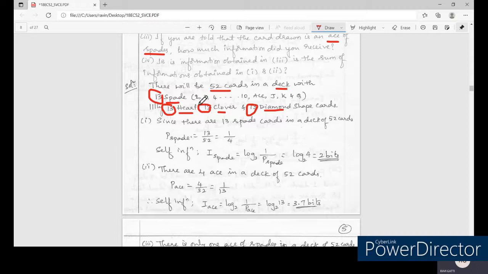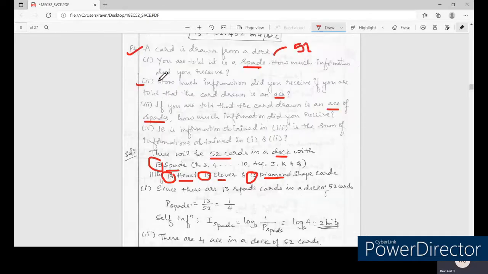So what cards will it have? It will start with the numbers 2, 3, 4, 5, 6, up to 10, and you will have an ace, J, K, and Q. When you sum these up, you get 13 cards. Based on this information, we need to calculate the first one. You have been told that it is a spade. How much information did you receive?